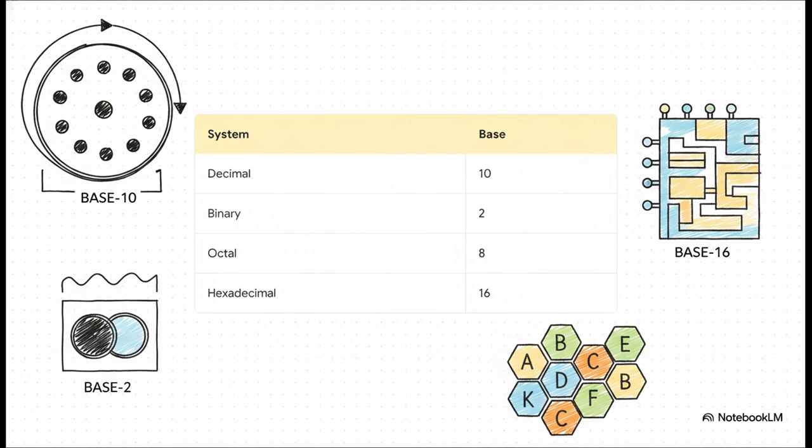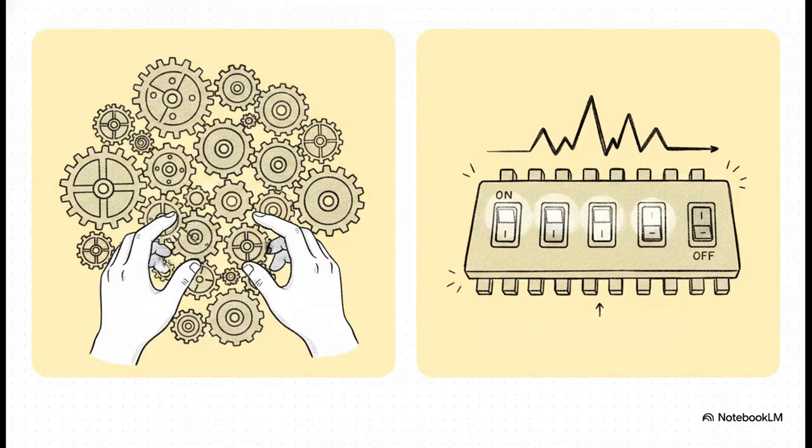And to help manage the incredibly massive binary numbers that result from that, computer scientists introduced octal, base 8, and hexadecimal, base 16. Let's compare our human reality with the machine's reality for a second. We naturally use base 10, but a computer's integrated circuits are made up of millions, sometimes billions, of microscopic transistors.